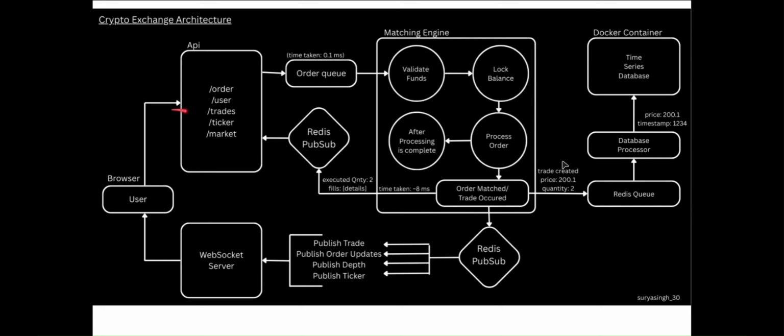So now if it's an order create request, this will go from here, API/order. But API doesn't handle this directly. Instead, it pushes the request in this order queue, which is a Redis queue, because we want to offload the actual processing and keep the API stateless. The API doesn't even know about the user balance and the order book. It just authenticates the user from the cookie and forwards their request to this order queue.